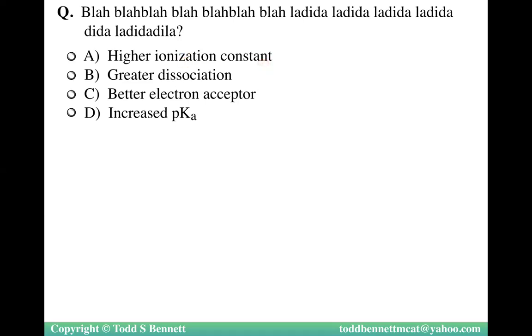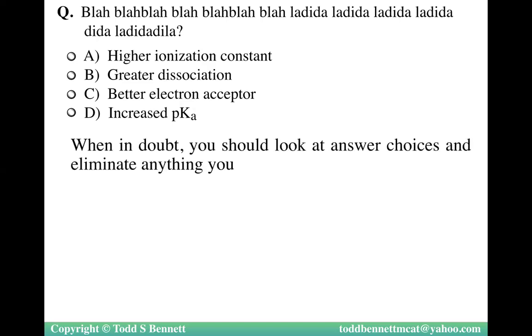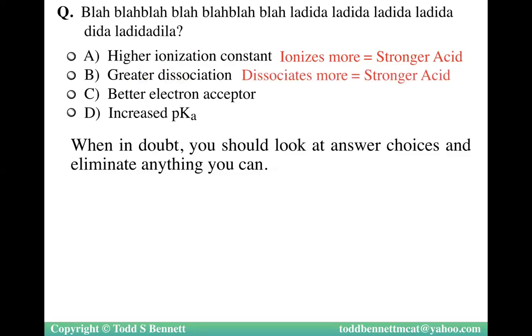Higher ionization constant. So ionization, I know, is breaking apart into ions. And when I'm talking about an acid, because I see a pKa here, then greater ionization constant means it's going to dissociate more. It's going to break apart more. So if it breaks apart more, that means it ionizes more, you get more ions. That means it must be a stronger acid. The more it ionizes, the more H plus you get, the stronger the acid. Greater dissociation is saying the exact same thing. It dissociates more, so therefore, stronger acid.